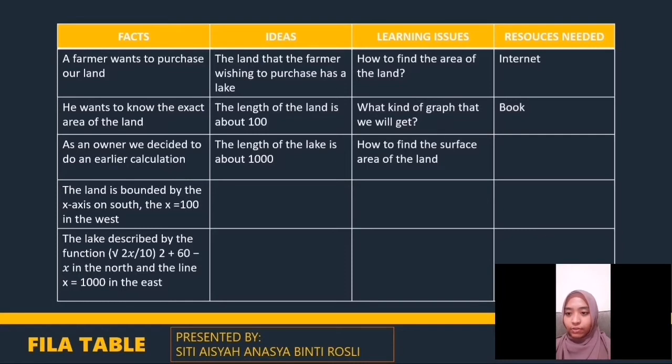Ideas. The land that the farmer wishing to purchase has a lake. The length of the land is about 1000. The length of the lake is about 10,000. Learning issues. How to find the area of the land. What kind of graph will we get. How to find the surface area of the land. Resources needed: internet and book.